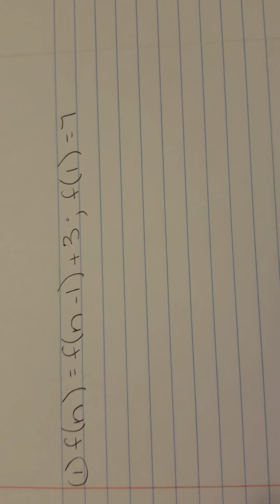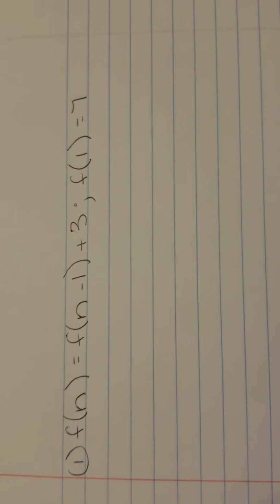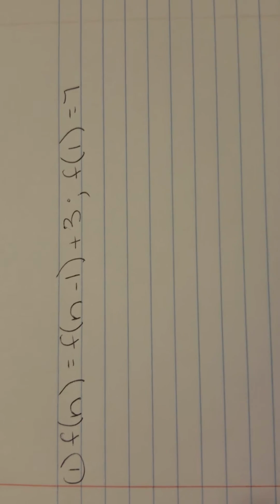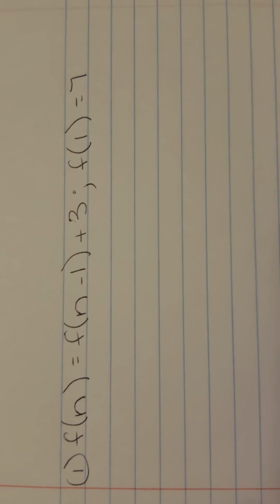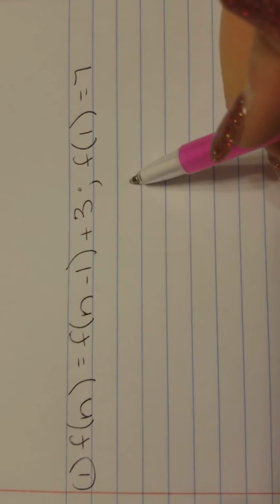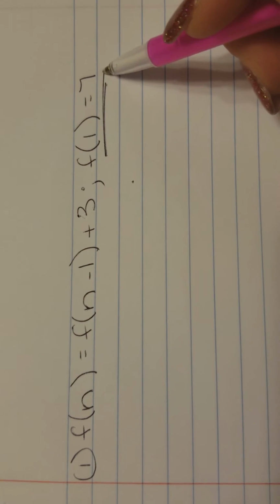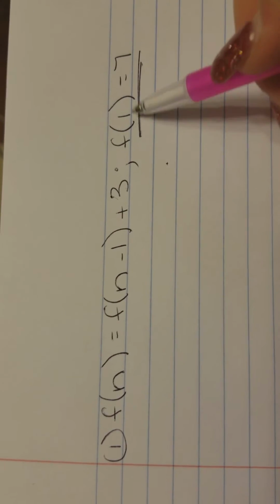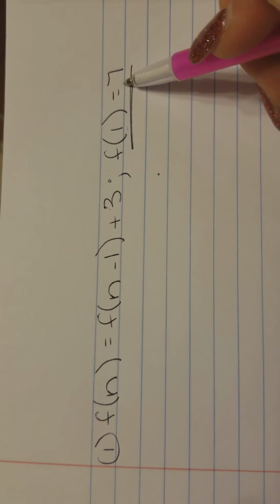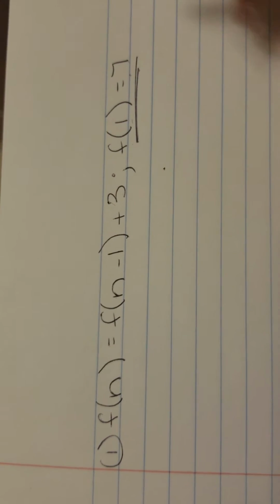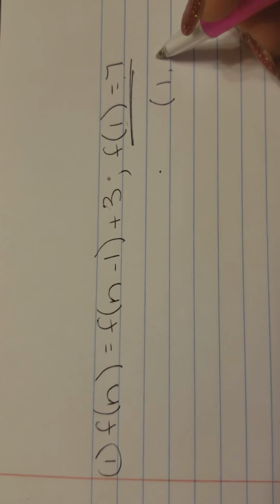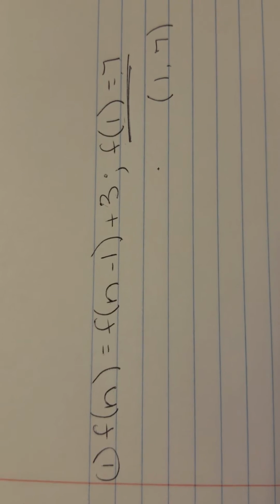So on the other side of the homework, we're dealing with the recursive rule, which means you have to know the previous term in order to calculate the next term, which is why it gives us the first term. So it's telling us that the first term in this sequence is 7. So f of 1 is 7. So our ordered pair there would be (1, 7).